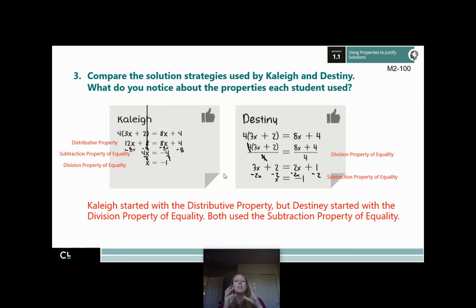So this is what I was telling you guys earlier when I said that oftentimes there's more than one way to solve these. There is. Both of these gals solved the exact same equation. They both got the exact same answer. They both justified. They both gave their steps. They both did it correctly. They just did it differently, and that's okay.